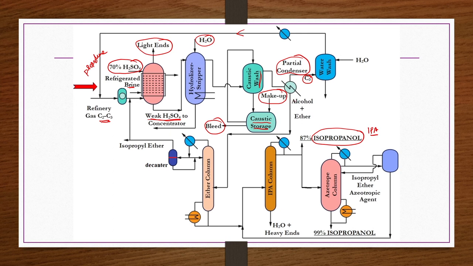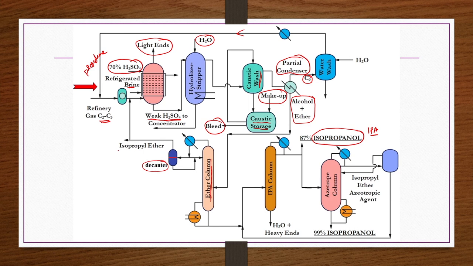Whereas, from the bottom of the partial condenser, whatever liquid solution you get would be rich in alcohols and ether, and that would be taken to the ether column. In the ether column, you operate in such a way that most of the isopropyl ethers go as top products, and they will be partially condensed. Then the partially condensed solution would be taken to a decanter, in which two layers would be forming.